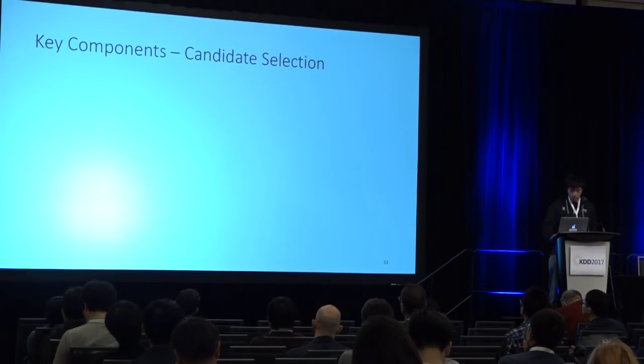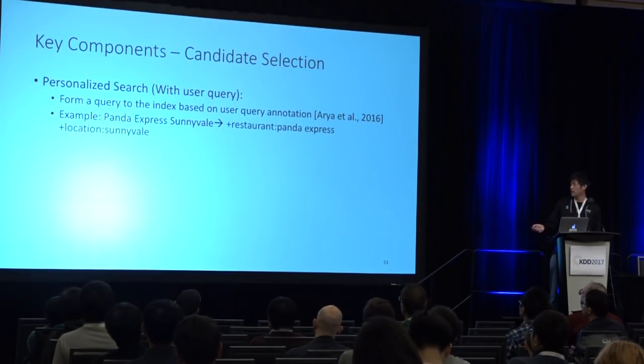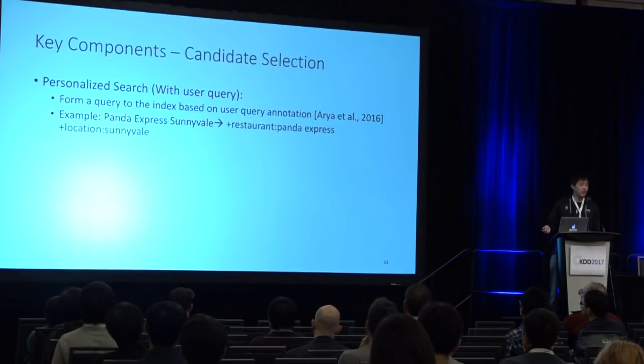So, the next thing after you have the model: when a user gives you a query, for example, let's say the user types into the search index "Panda Express Sunnyvale." What does this mean? You first need to say, okay, Panda Express is a restaurant, and the location is Sunnyvale. But if you do naive matching, you will say, oh, Panda is an animal, so you will create issues. We want to make sure that the system can understand Panda Express is a restaurant.